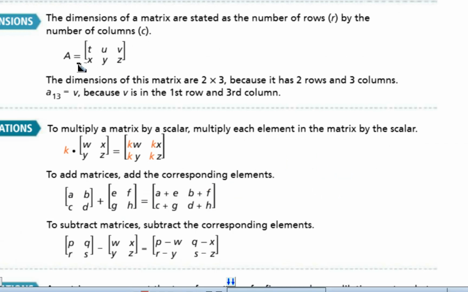Okay, so just a quick review. We name things by capital letters, A, B, and C. If it's an unknown matrix, we use the capital letter X, just like we do the lower case x for a variable. And this has 2 rows by 3 columns. And A sub 1,3, the first row, third column, is a V. And so that's how you would tell me about an element. Scalar multiplication is basically a distributive property. Adding and subtracting is just fine, and you have to have the same exact size because you have like terms.